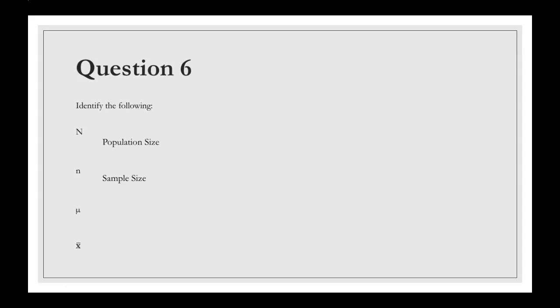Now a few more here. Mu. Mu is your population mean. Right? That's the average of all of the population data. X bar, that's your sample mean. That is the average of a sample that you took. So again, if you know these symbols, if you know what they mean, what they stand for, it's going to be a lot easier to start filling in that formula sheet.